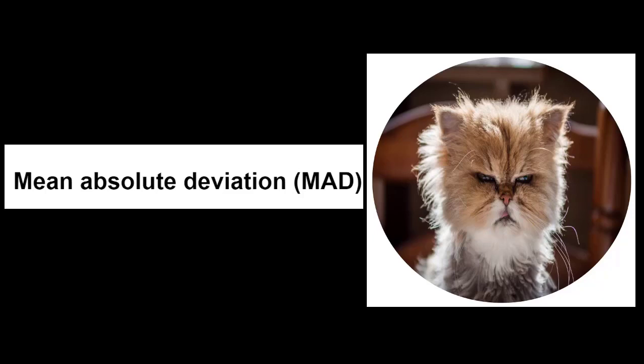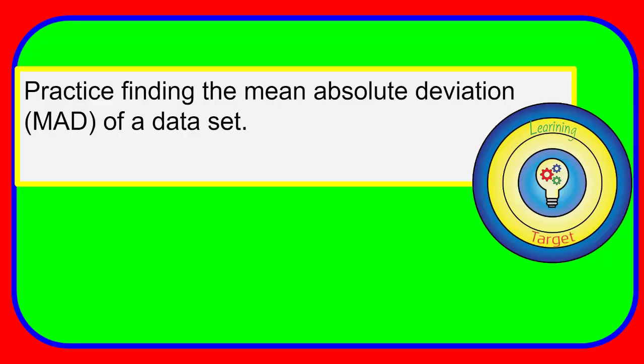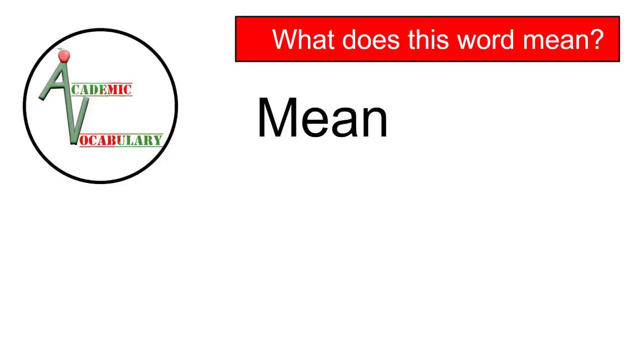Hello class, today we're going to do a really mean assignment. It's actually called MAD, Mean Absolute Deviation. So our learning target today is to practice finding the mean absolute deviation, or MAD for short, of a data set. So first of all, what does this word mean?